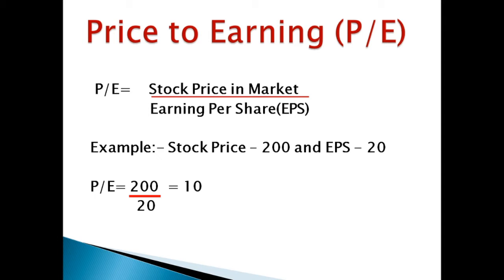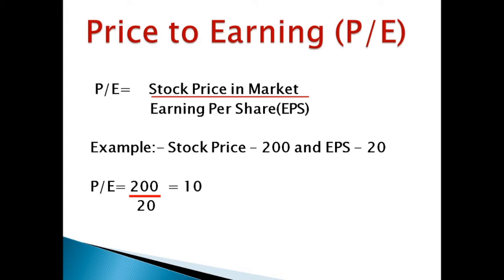Let me explain with an example. Here the stock price is 200 and the EPS is 20. So when I divide 200 by 20, my PE ratio comes to 10. So what does 10 mean? 10 means you are paying 10 times the earning of a company to buy this share. Let me tell you in very common language. Let's say if a company is earning 1 rupee, you are paying 10 rupees to buy the share of that company.